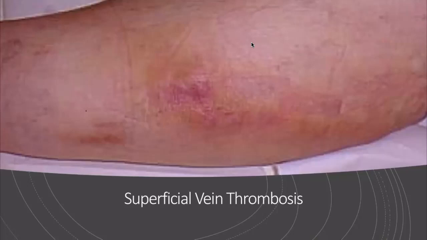This condition is treated with anticoagulation therapy. So patients would be given medication, blood thinners, to help with the coagulation process, so that the blood doesn't clot as quickly as it did. They want blood to be thinner, less viscous, or with ligation of the offending vessel at the proximal attachment to the deep system.